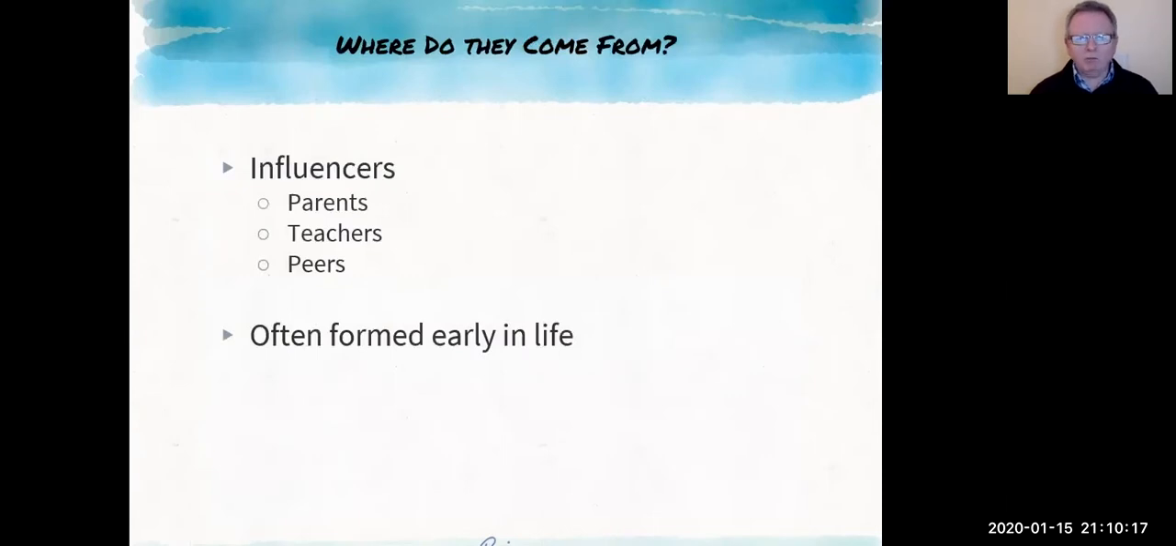So where do they come from? Well, they're often formed early in life, and they come from our influencers, you know, our parents, our teachers, and our peers in early life. You know, maybe up until the point, I'd say by about 16, and the reading I've done as well confirms that about 16 to 18, you've pretty much got your first set of values in place. All right.